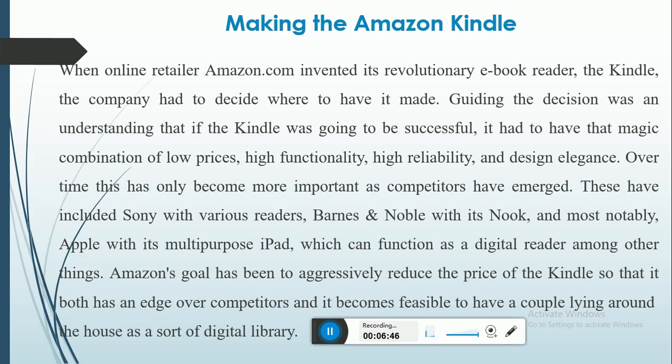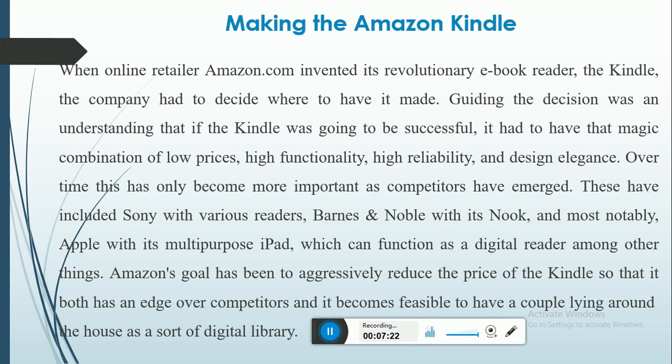Guiding the decision was an understanding that if the product was going to be successful, it had to have that magic combination of lower price, high functionality, high reliability in design, elegance. So if you want to compete in the market, you need to have these features. Over time this has only become more important as competitors have emerged. These have included Sony with various readers, Barnes & Noble with its Nook, and most notably Apple with its multi-purpose iPad.